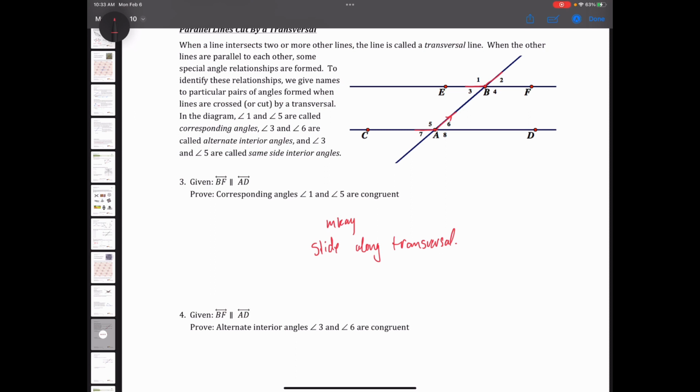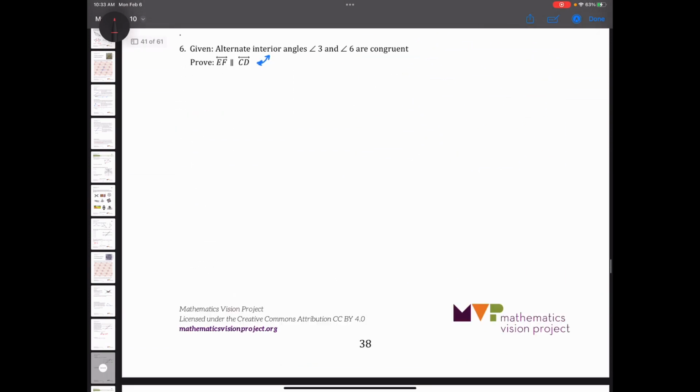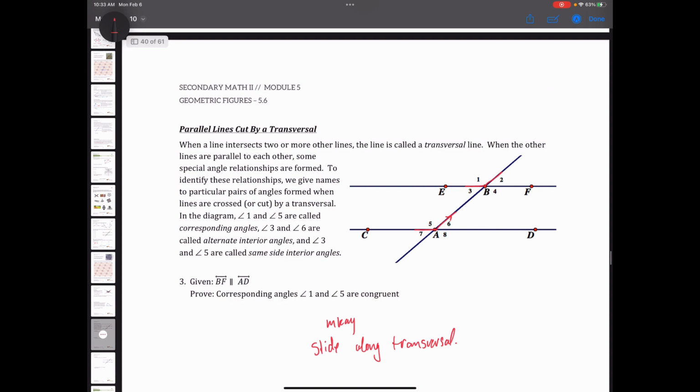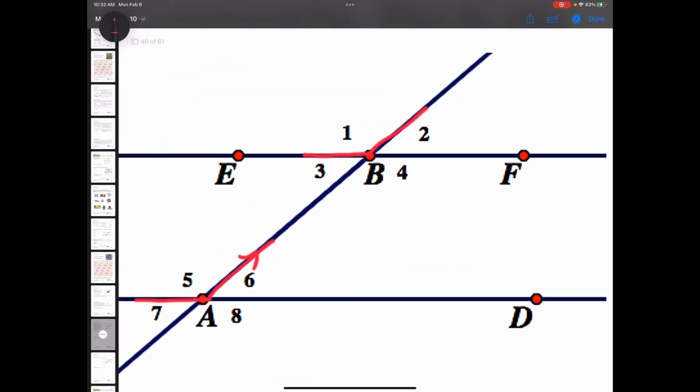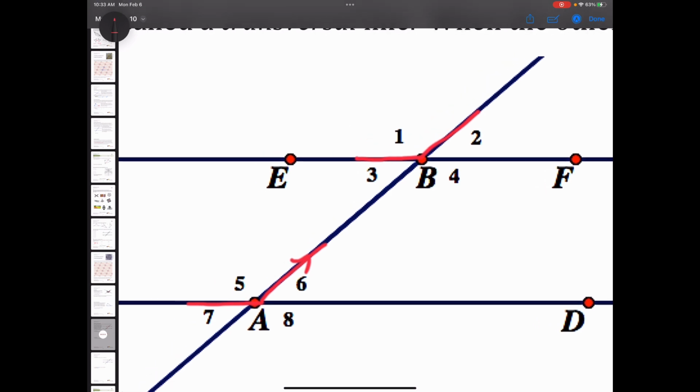Sorry, then we're not doing 4 then? Oh, we are doing 4, because now we can use the fact that corresponding angles are congruent. So number 4 is asking us to get what? Alternate interiors 3 and 6 are congruent. Very good. They're asking us to prove that alternate interior angles, angles 3 and 6, are congruent.